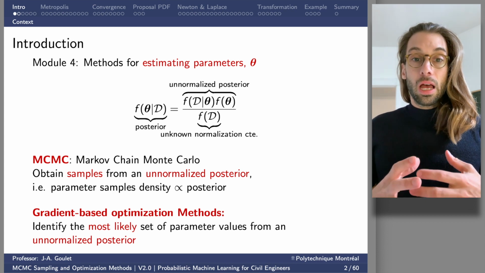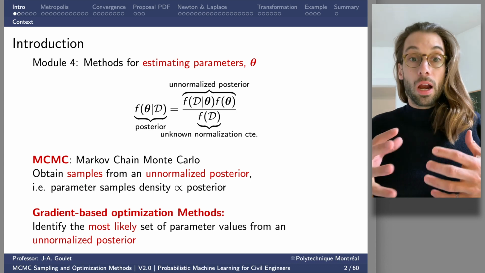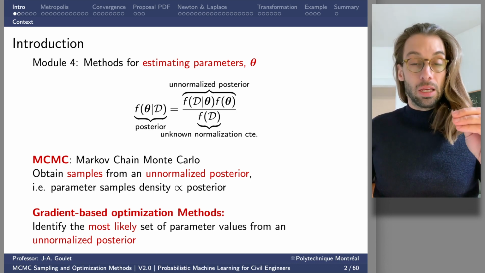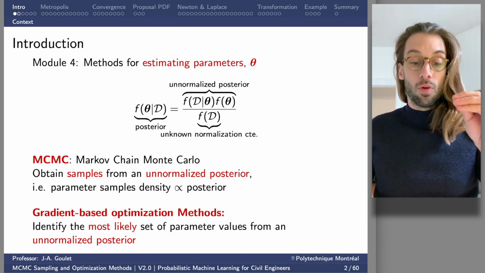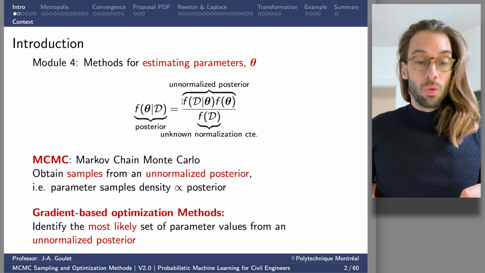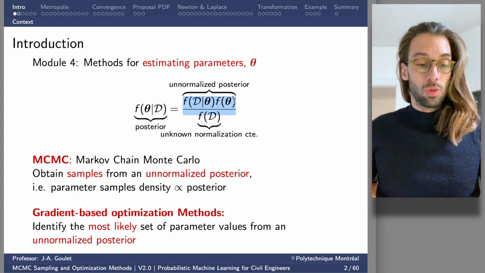And in a second time, we're going to see gradient-based optimization methods, where our goal is to identify the most likely parameter values from an unnormalized posterior. So imagine that we want to find the max of this unnormalized posterior, the summit of that distribution.